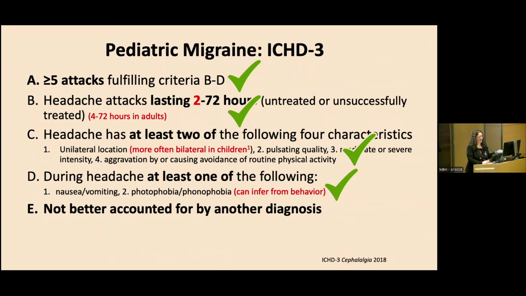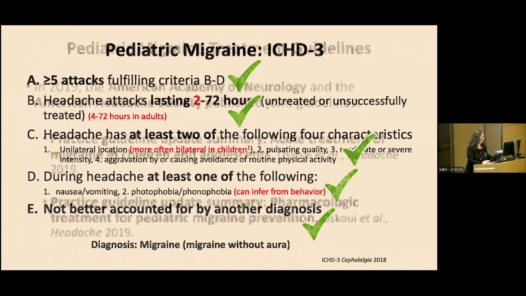This E sounds like a throwaway. This is not better accounted for by a better diagnosis, but it's really not. It implies that you have taken a thorough headache history. You've done a thorough neurologic exam, including a fundoscopic exam, and everything looks good. So this patient has migraine. And if you want to get more specific, it's going to be migraine without aura.